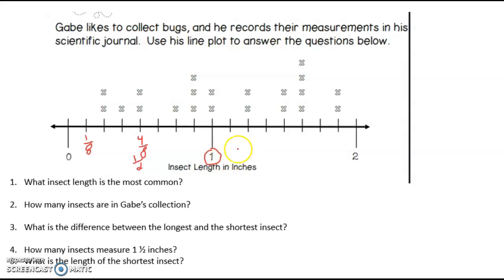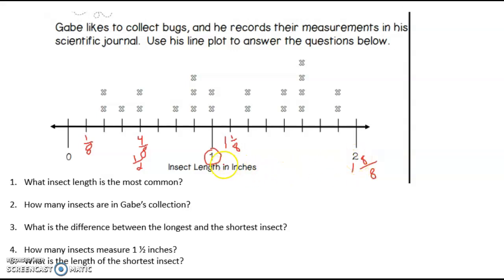Okay, now this would be 1 and 1/8. 1 and 2/8, 1 and 3/8, 1 and 4/8, 1 and 5/8, 1 and 6/8, 1 and 7/8, and 1 and 8/8, or 2 wholes. 1 and 8/8, which we know that would make 2.